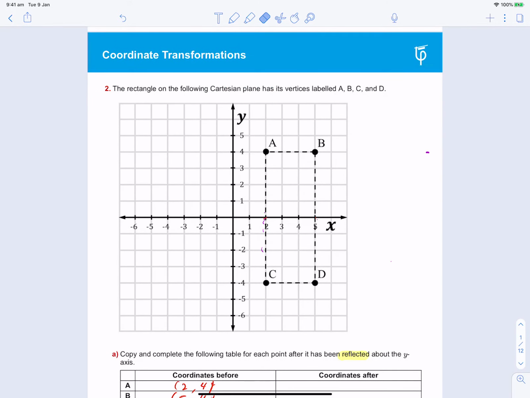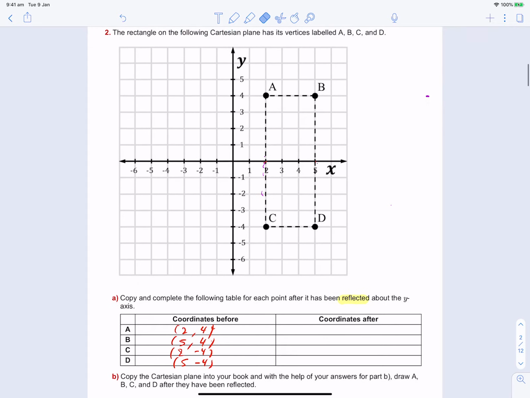Alright, so in this little video, we're just going to look at coordinate transformations again, and this time we're going to look at what happens when we reflect around the y or the x-axis. My first trick to remember is that I have to work out what happens to my coordinates, x, y, when I reflect them. How are they going to change?